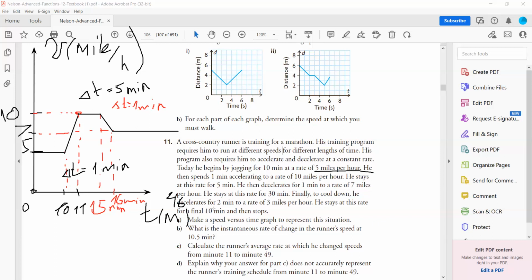Finally, to cool down, he decelerates for 2 minutes to a rate of 3 miles per hour. What an incredible runner. He's cooling down while running. He stays at this rate for a final 10 minutes and then stops. So again, delta t would be 2 minutes now. So moment of time 48, right? 2 minutes after 46. And he decelerates to 3 miles per hour. 3 would be here.